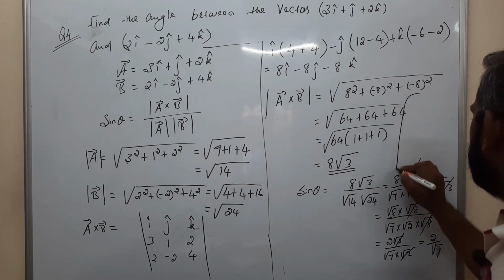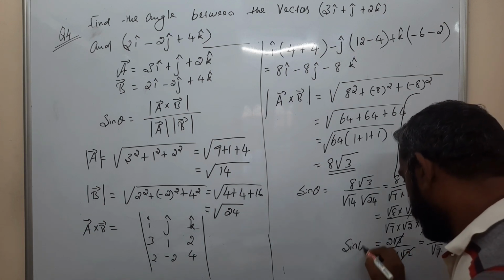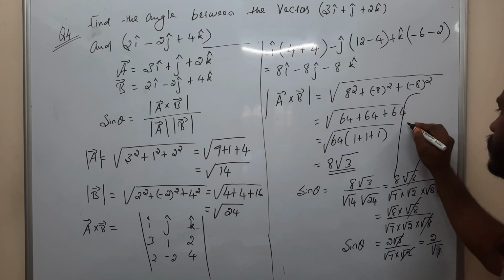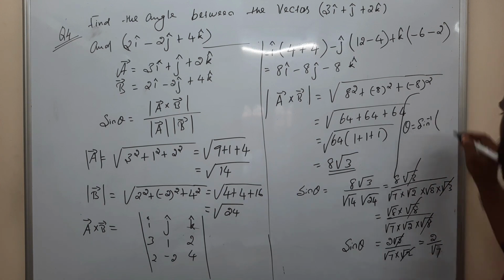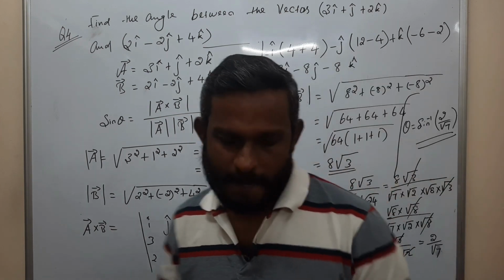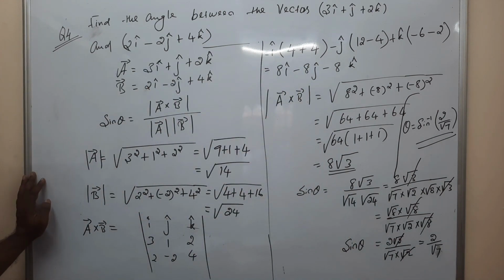Therefore, this is sin theta, and we have to find the angle between the vectors. So theta is equal to sin inverse of 2 by root 7. So this is the answer. Clear?